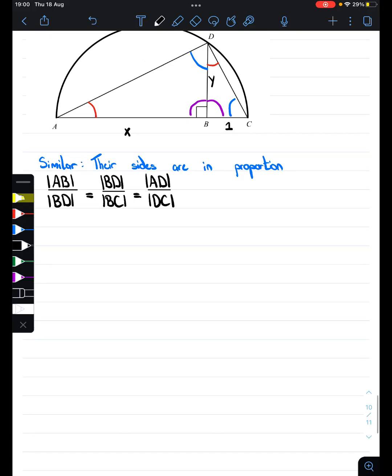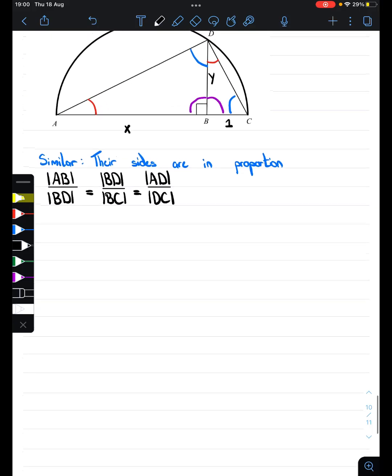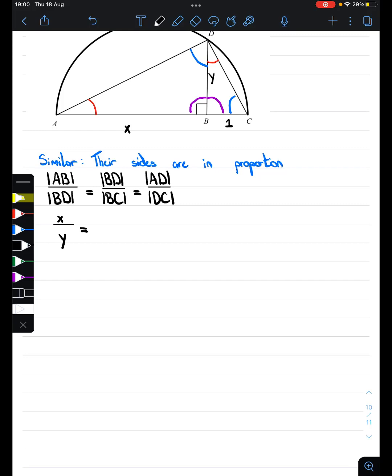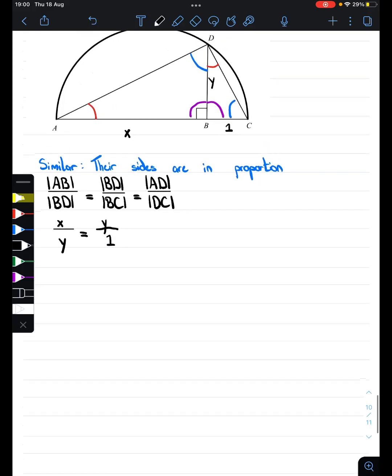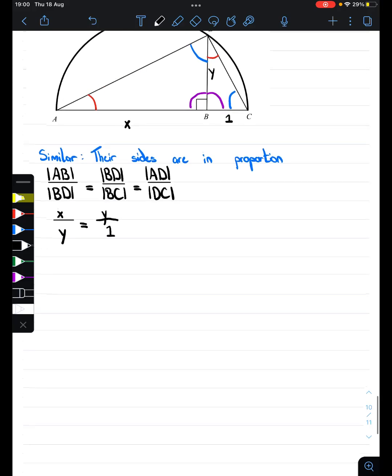Now can we fill any of this in? We know that AB is x and BD is y, and this equals BD, which is y, over BC, which is 1. We don't actually even need AD and DC, which is great because we didn't know anything about them anyway. Now we can express x in terms of y. If we multiply both sides by y, we get x equals y squared.